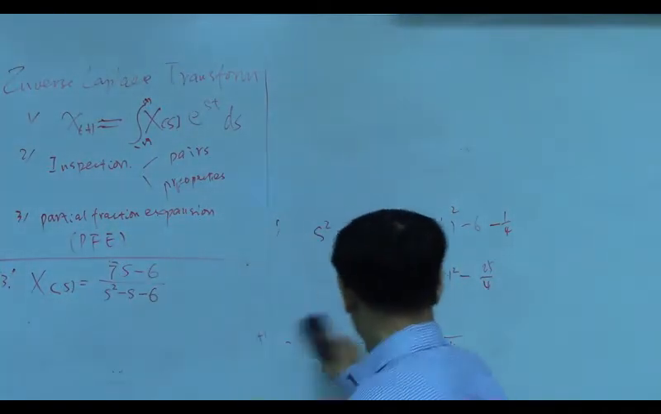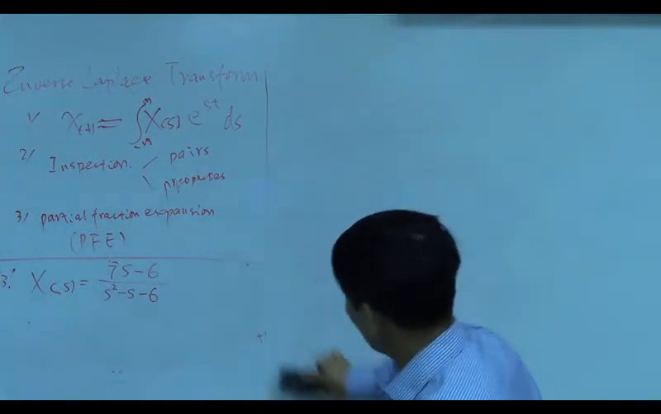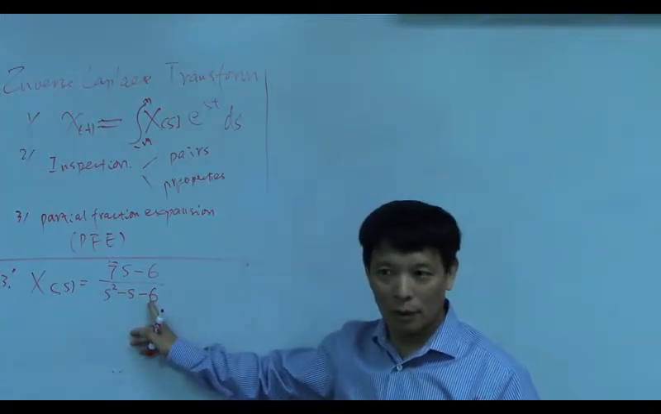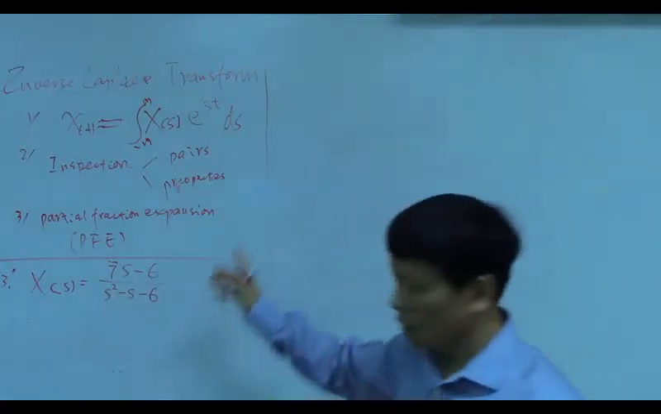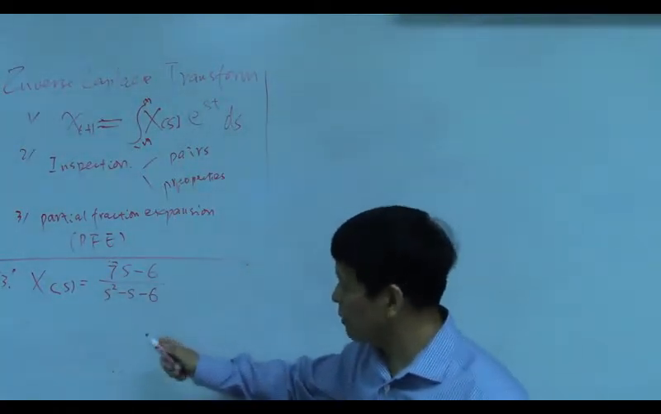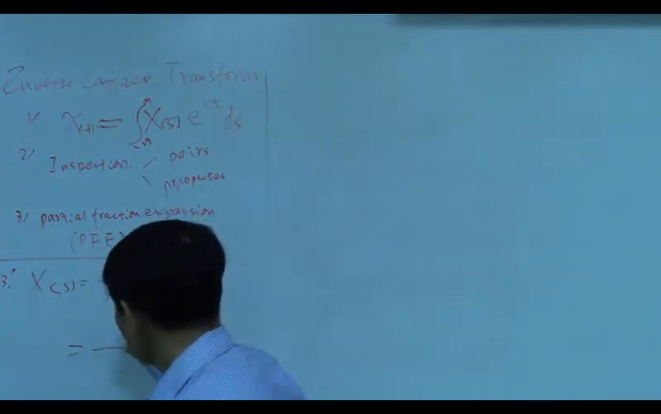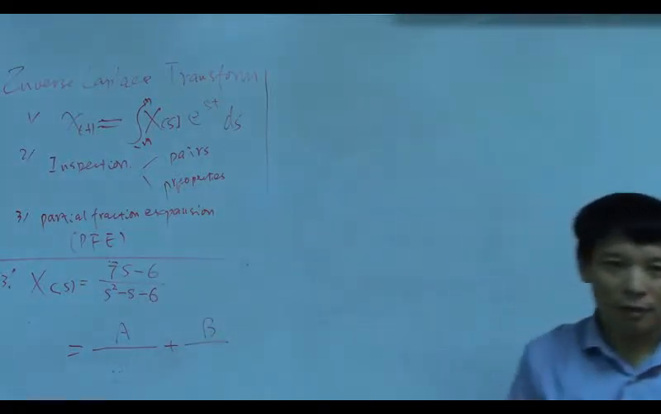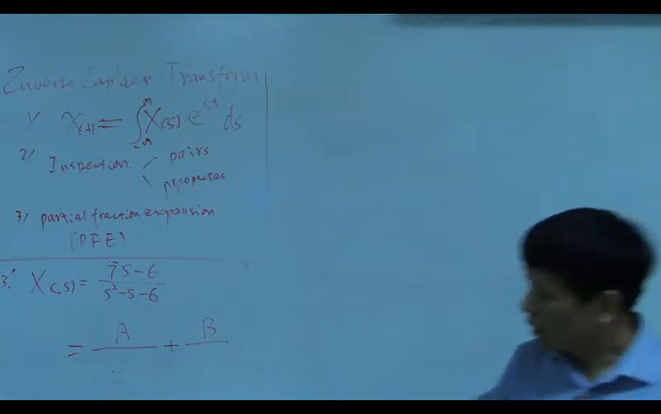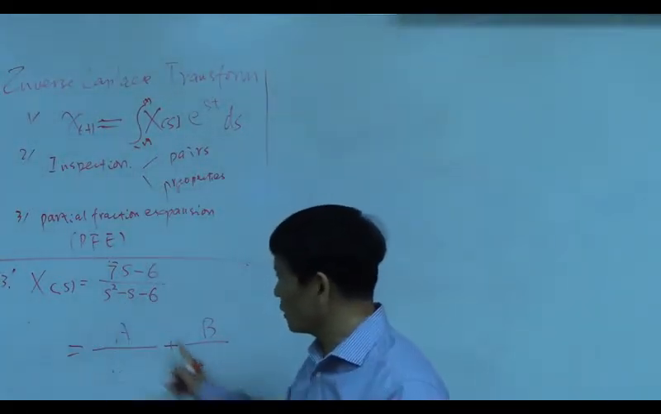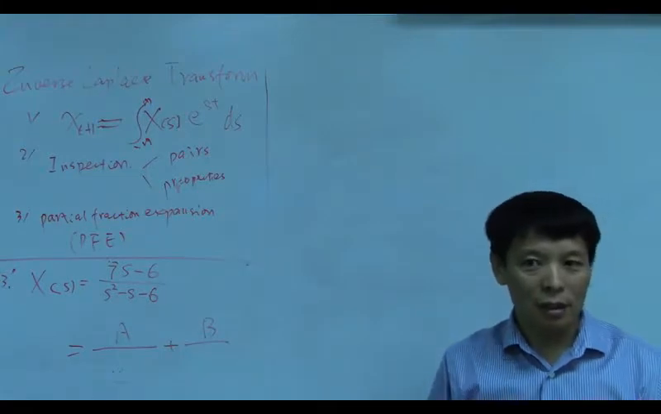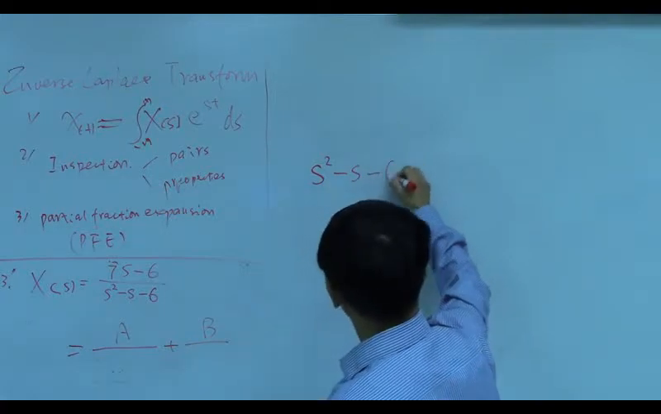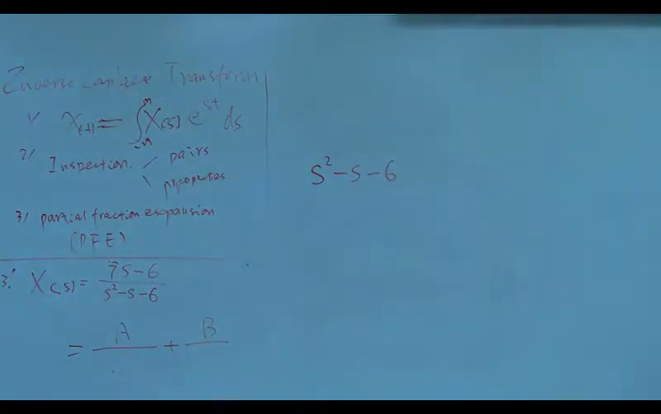Instead, we are going to use partial fraction expansion. Partial fraction expansion means we are going to factorize the bottom to make the whole fraction equal to some constant over one factor, plus some constant over another factor. That's partial fraction expansion. So that is how we are going to do this. The next step is we need to factorize s squared minus s minus 6.